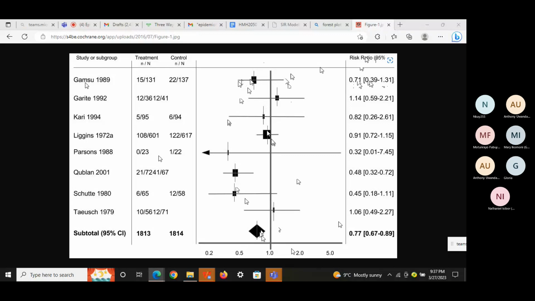Now, because this study touched this central line here, which is the line of no effect. For odds ratio and relative risk, remember whenever it is 1.0, it means what? That there is no association between the exposure and the outcome. So any of the studies that you see here that touch this line are not significant.